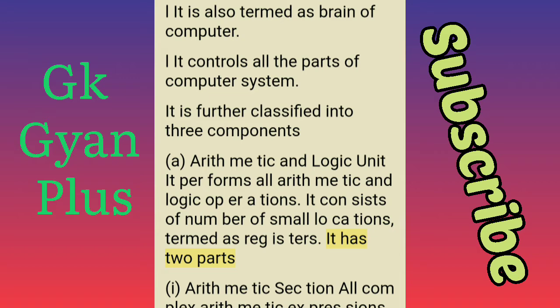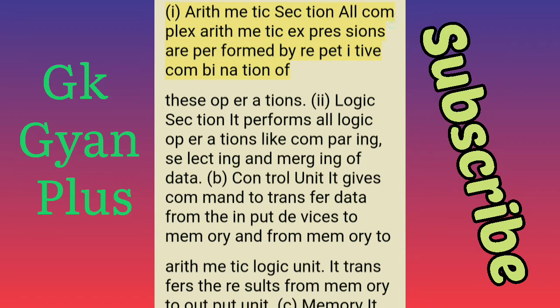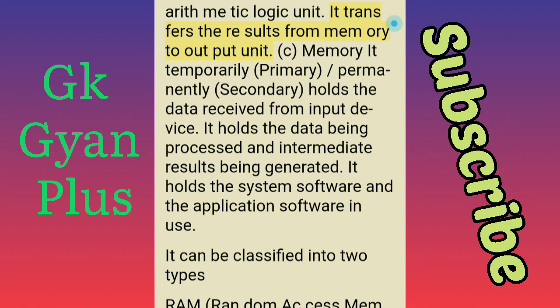It has two parts. I. Arithmetic section. All complex arithmetic expressions are performed by repetitive combination of these operations. II. Logic section. It performs all logic operations like comparing, selecting and merging of data. B. Control unit. It gives commands to transfer data from the input devices to memory and from memory to the arithmetic logic unit. It transfers the results from memory to the output unit.